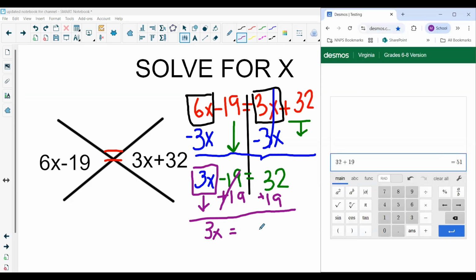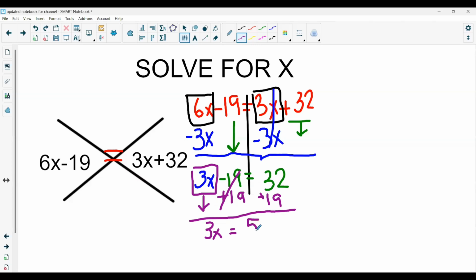That is 51. And here goes my favorite step. I'm trying to get my x by itself, but a 3 is right beside it. Side by side, just divide by that number on the side, which is 3. Divide both sides by 3, because whatever I do to one side, I have to do it to the other.